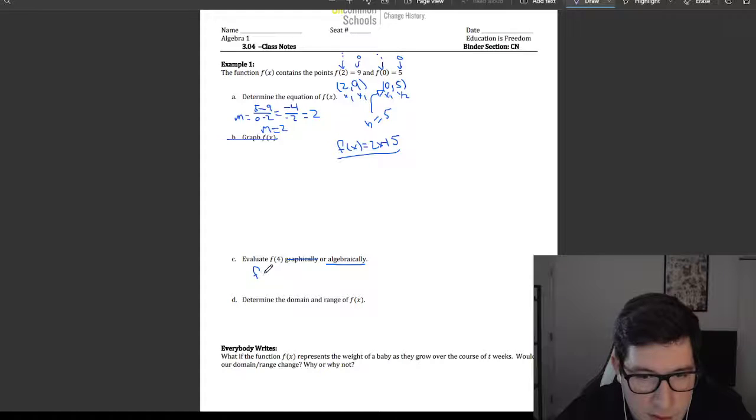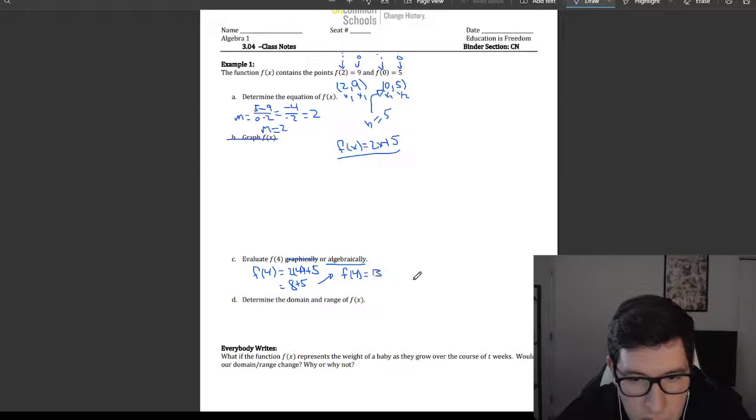So just as I did in our do now, we're going to go ahead and we simply plug this in for all of our x's. So we're going to have 2 times 4 plus 5. So I know that 2 times 4 is going to be equal to 8 plus 5. And so I know that f of 4 is going to be equal to 13.